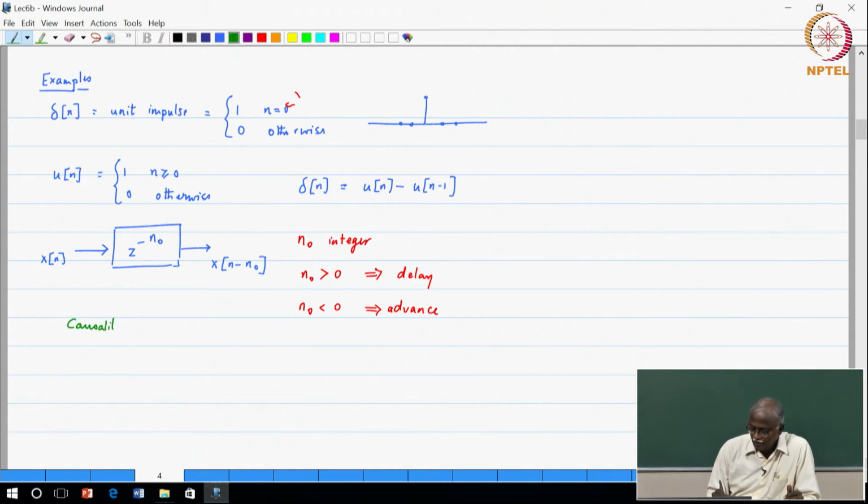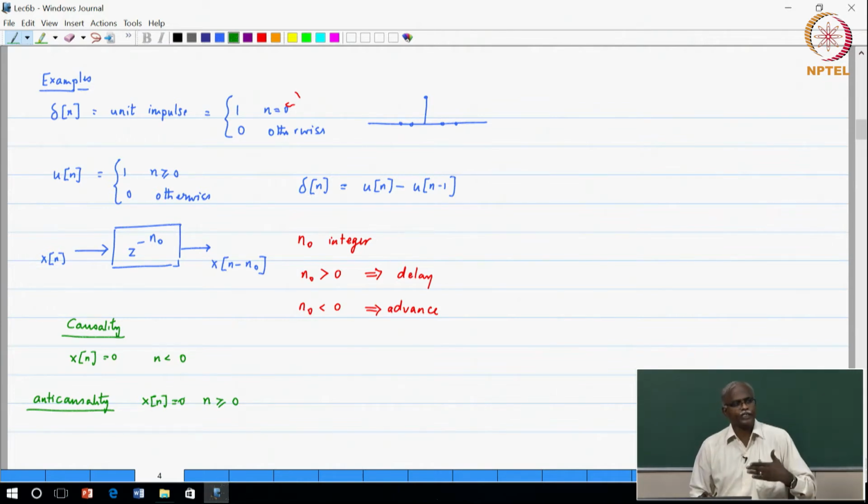Now, the definition of causality. We have to be very careful, very strict in terms of our definitions, because these are tight definitions. So, causality basically says a sequence is causal if x of n is equal to 0 for n less than 0. That is the condition for causality. And likewise, there is a condition for anti-causality, and that says that x of n must be equal to 0 for n greater than or equal to 0. So, there are sequences that can be neither causal nor anti-causal, which means that they are non-causal sequences, and those are very common that we work with.